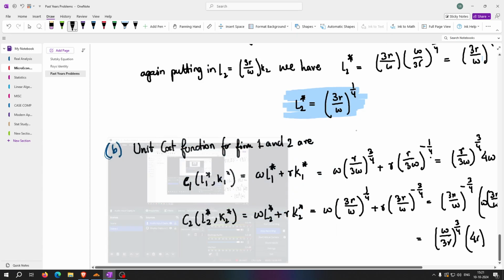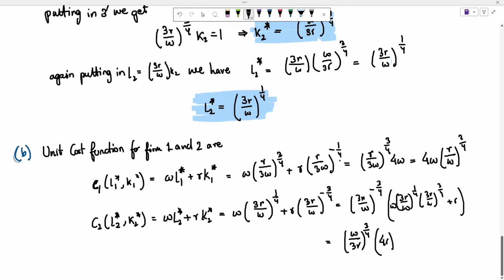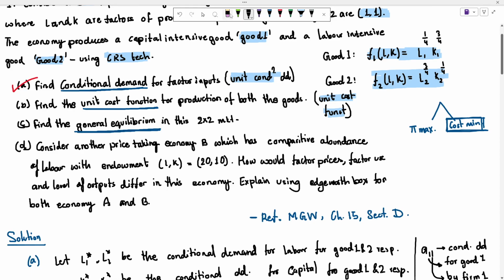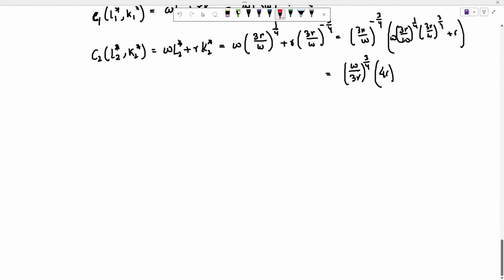Right. So where were we? We were doing this, right? So we have got the two cost functions. So that was it. Now we need to find the general equilibrium. So how do we find the general equilibrium? So this is question number 3, basically C.